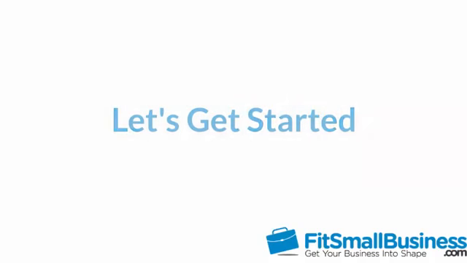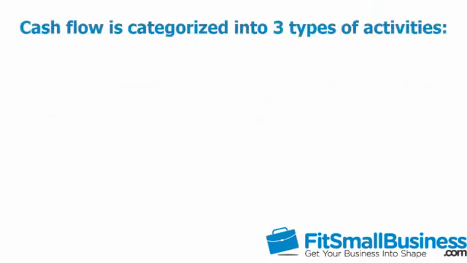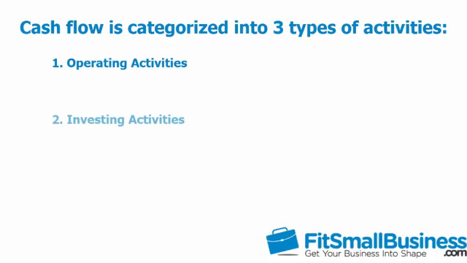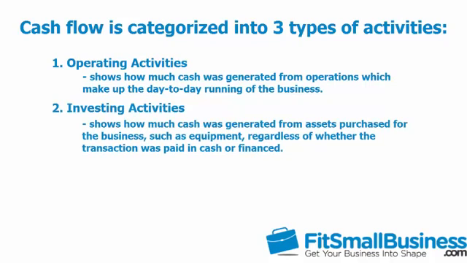Let's get started. The statement of cash flows shows the flow of cash within the business, including where it came from and how it was spent during a specific time period. Depending on the type of transaction, cash flow is categorized into three types of activities: operating activities, investing activities, and financing activities. Operating activities shows how much cash was generated from operations, which make up the day-to-day running of the business. Investing activities shows how much cash was generated from assets purchased for the business, such as equipment.